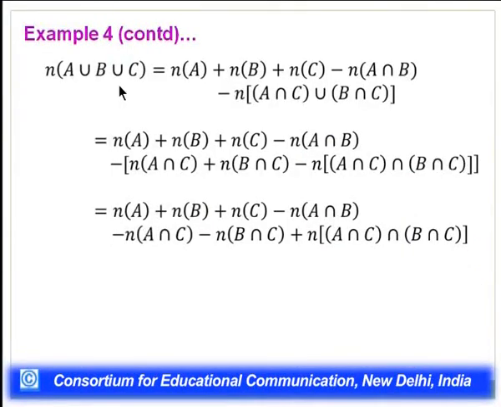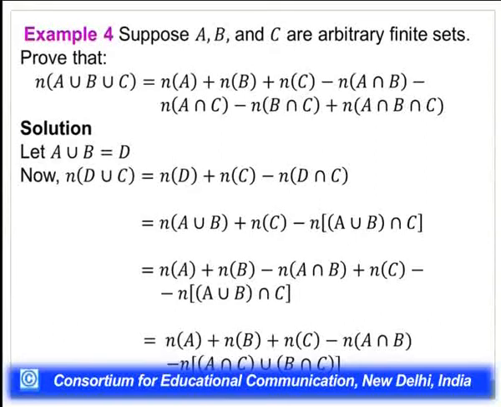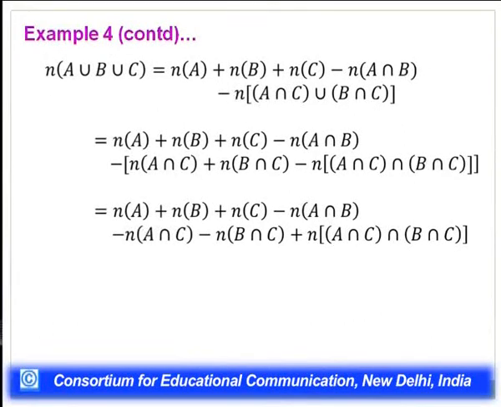We have reached the point where we've written the number of elements in A union B union C as the number of elements in A plus the number of elements in B plus the number of elements in C minus n of A intersection B minus n of A intersection C union B intersection C, and this is where we left off on the previous slide. Right. So, how would we expand on this?